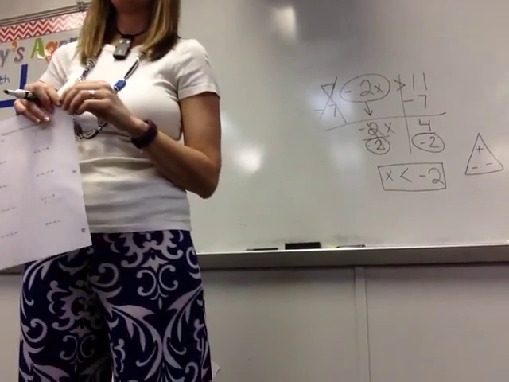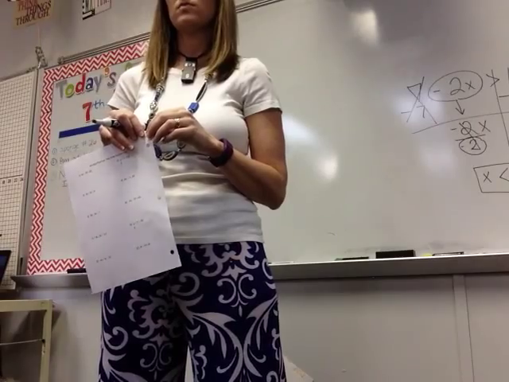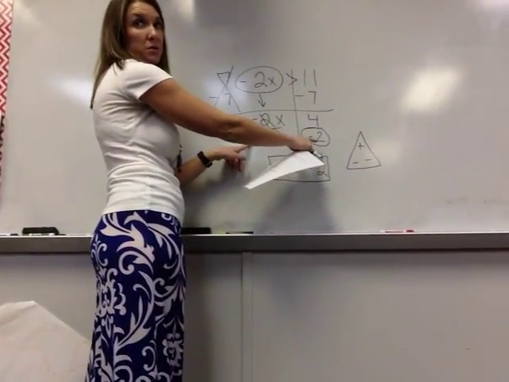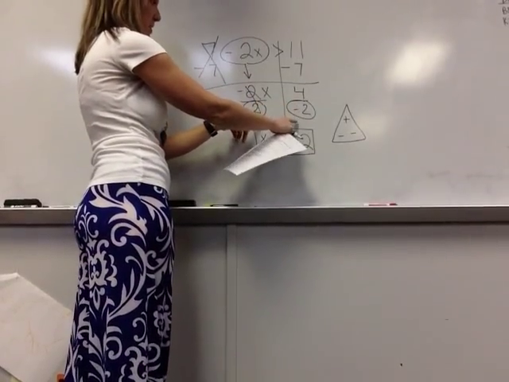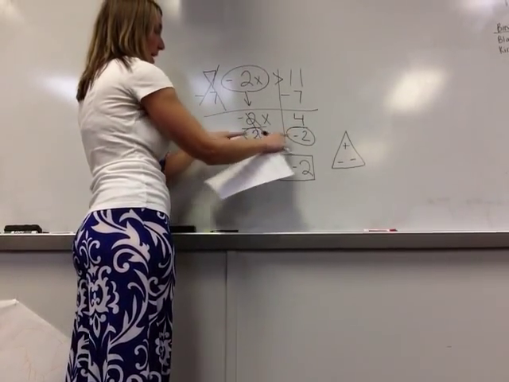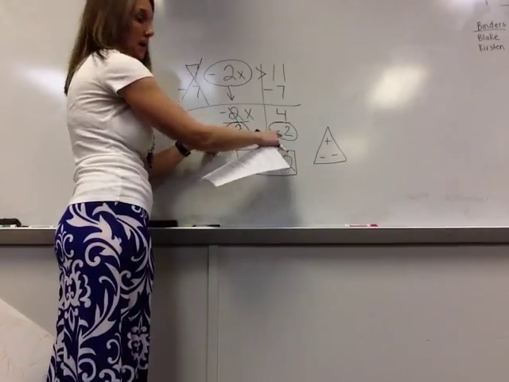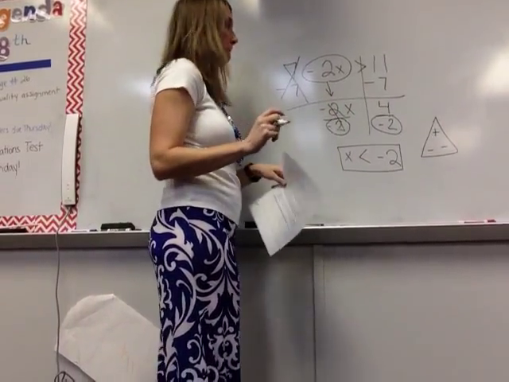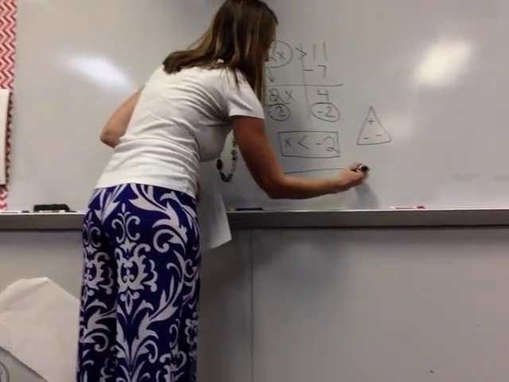So how do you tell if you're supposed to flip it? You look at your last step, whether you're multiplying or dividing. If it's a negative that you multiply or divide both sides by, that's when you flip. If it's positive, you leave it alone. Okay? Alright, so let's put it on our number line.